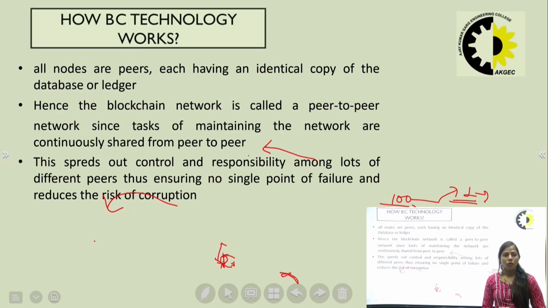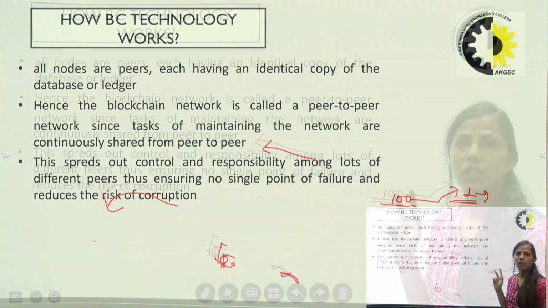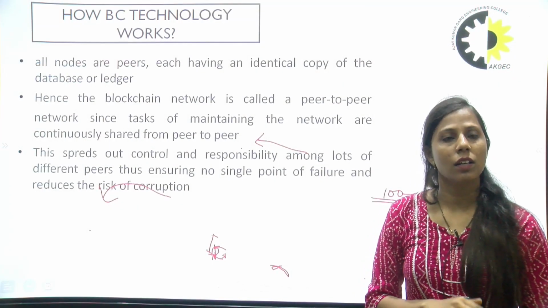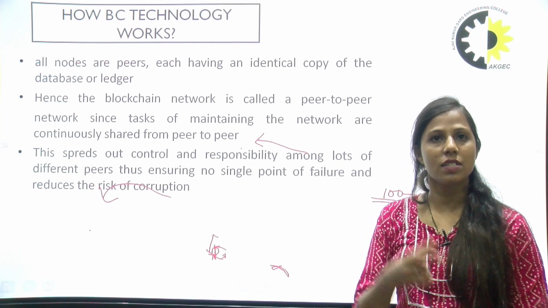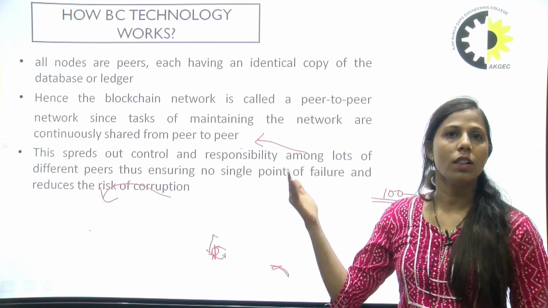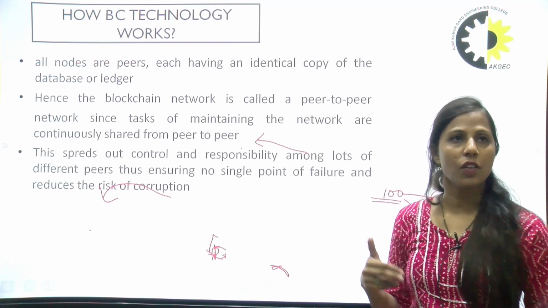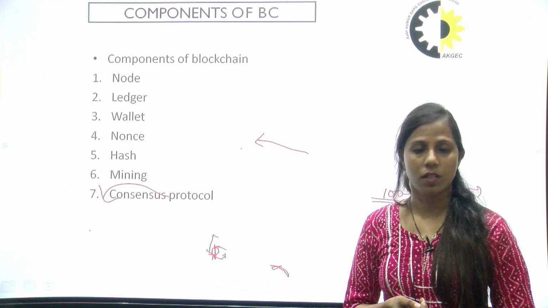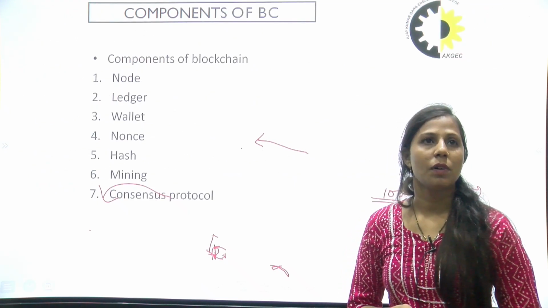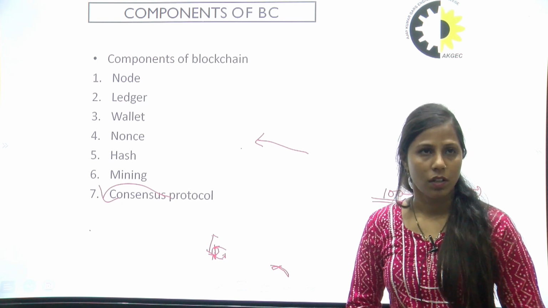In a blockchain, all the nodes and peers have an identical copy of the database. If we have 4 nodes, all 4 nodes will have an identical copy of that database. If any alteration or modification is made in the first node, it will be reflected in all the nodes. So this is how blockchain technology works. In the next lecture, we are going to discuss the different components of the blockchain. Till then, thank you.